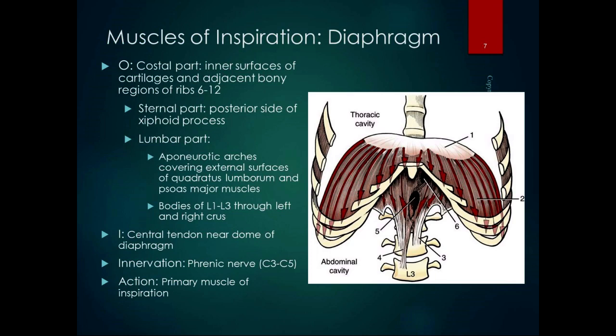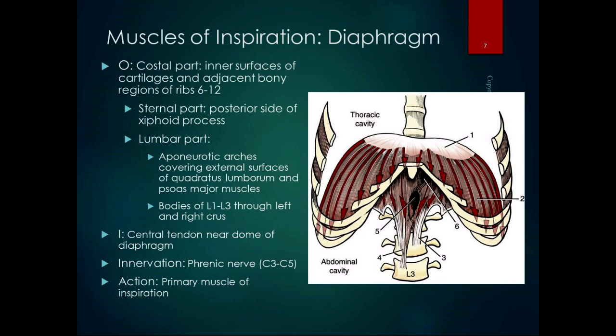And it's basically a dome separating the thoracic cavity from the abdominal cavity. And the line of pull is the line of those arrows. So the sternal part is the posterior side of the xiphoid process. And the lumbar part is the aponeurotic arches covering external surfaces of the quadratus lumborum and the psoas major. And the bodies of L1 through L3 and the left and right crura, those are part of the tendons of the diaphragm. So interestingly enough, this muscle inserts on itself.